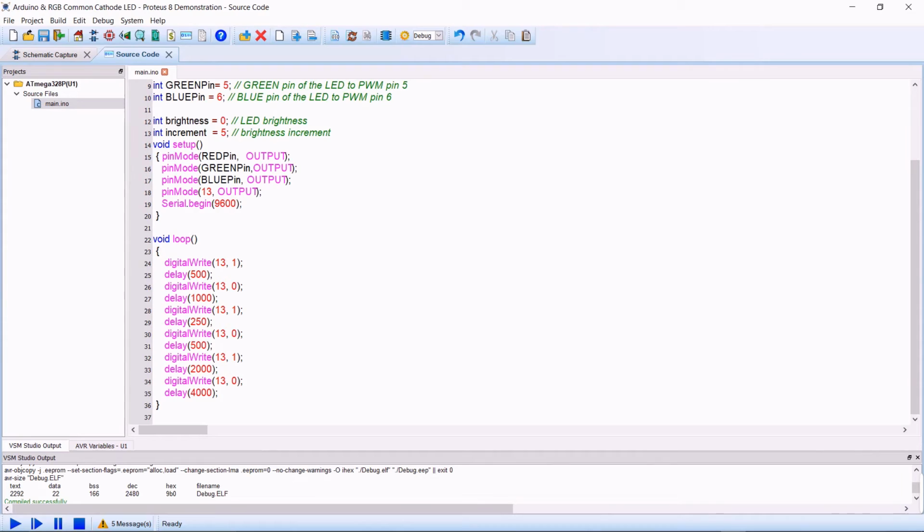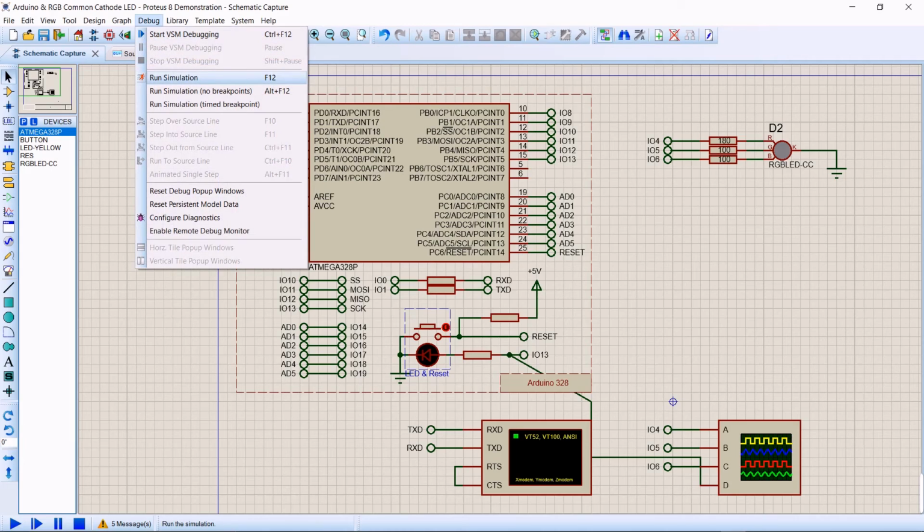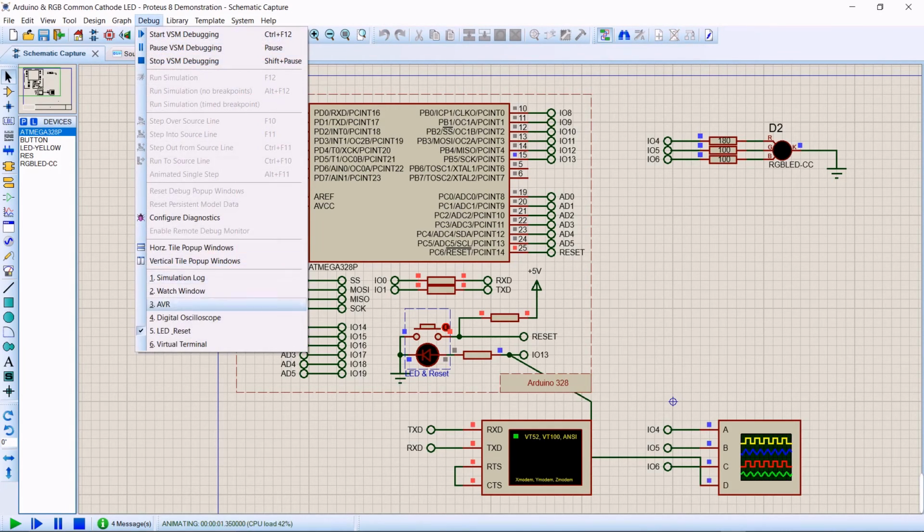So this is the code I've written for it to go on for 0.5 seconds, then off for 1 second, then on for 0.25 seconds, and off for 0.5 seconds, then on for 2 seconds again, and off for 4 seconds. So there are 3 parts to this waveform. So let's run the simulation. And let's look at the digital oscilloscope readings.